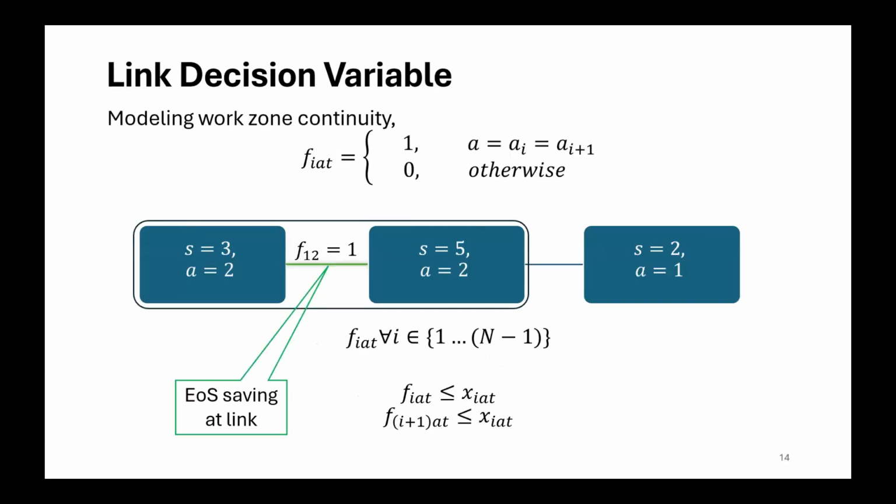When you want to add EOS into it, what I have defined is a linking variable. So a link variable is f_iat, which is 1 if the action performed on asset i is the same as that performed on asset i plus 1, which means f_iat must be 1, which means the EOS is active on that link. So let's say, here, s is equal to 3, a is equal to 2, s is equal to 5, a is equal to 2. So f_12, which is asset 1, 2, is equal to 1 because this link is active in EOS. So this is just the definition on what sort of i's it is defined on. It is defined on links, and links are, of course, the number of assets minus 1. Those many links are present in our network. So that is how it's defined.